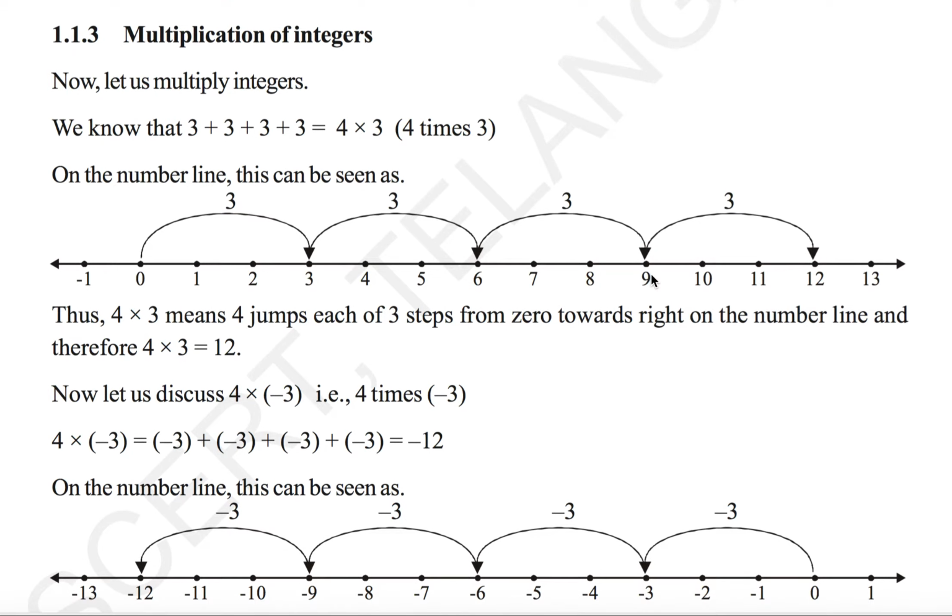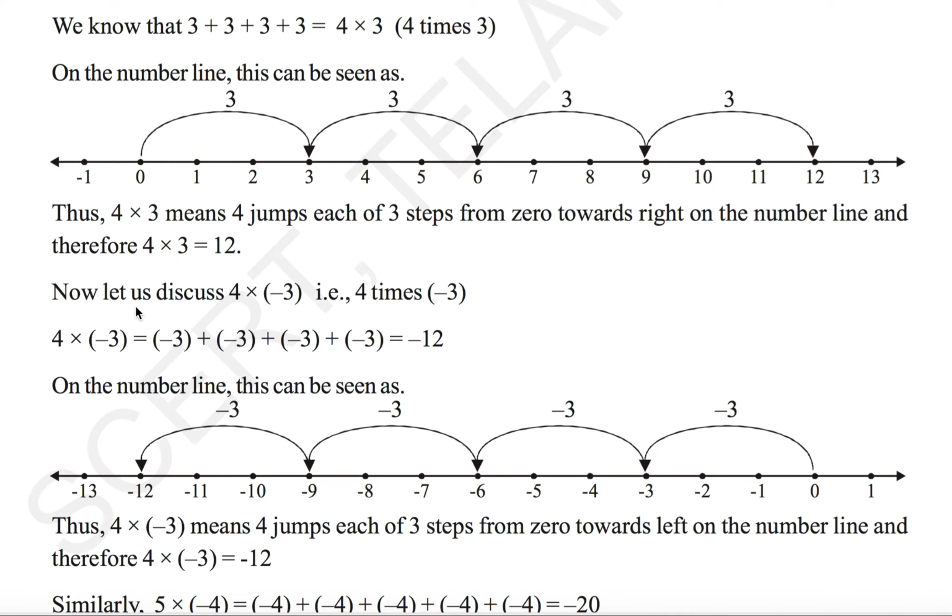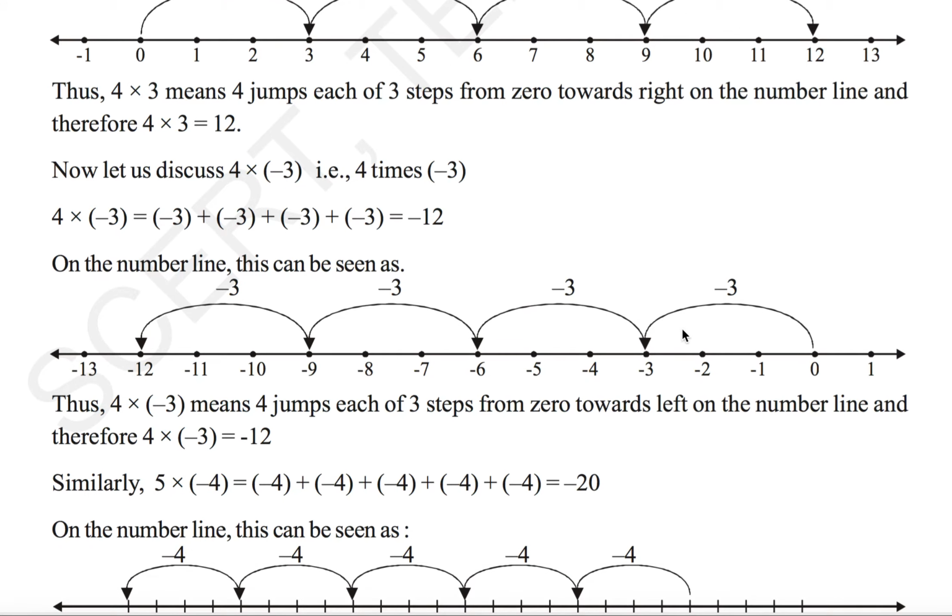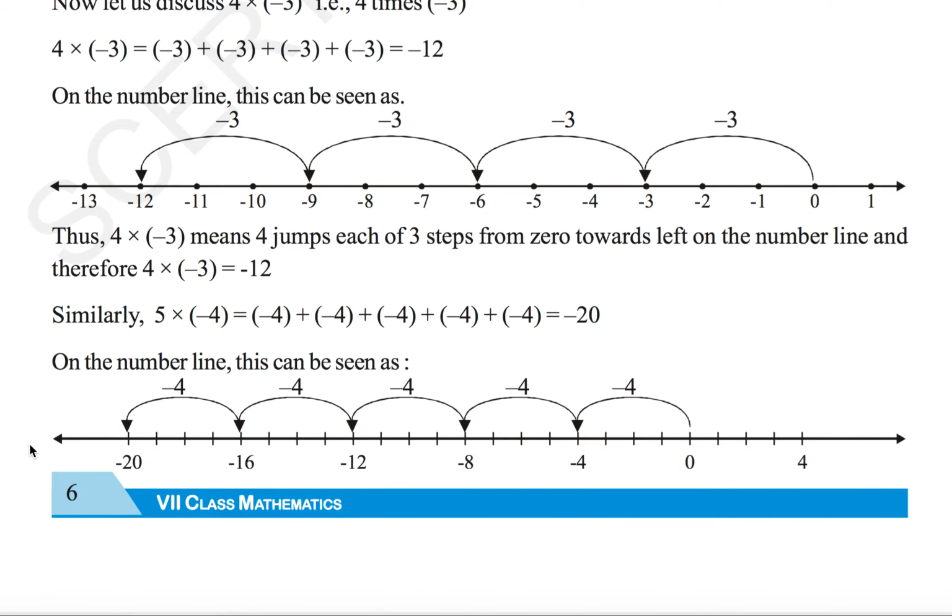Multiplication of integers. Now let us multiply integers. We know that 3 plus 3 plus 3 plus 3 equal to 4 into 3. 4 times 3 on the number line can be seen as 3, 3, 3, 3. That means 4 jumps of 3 equal to 12. Now let us discuss 4 into minus 3. 4 times of minus 3 equal to minus 12. On the number line, this can be seen as minus 3, minus 3, minus 3, minus 3. Thus 4 into minus 3 means 4 jumps each of 3 steps from the 0 towards the left on the number line, and therefore 4 into minus 3 equal to minus 12.